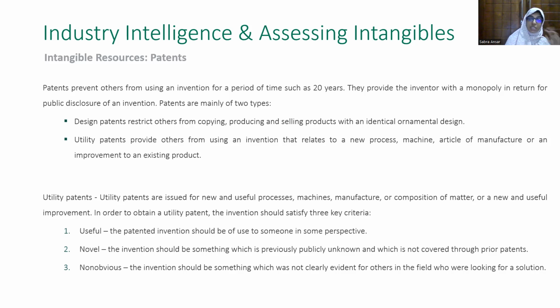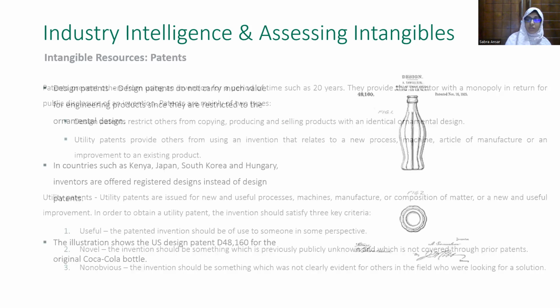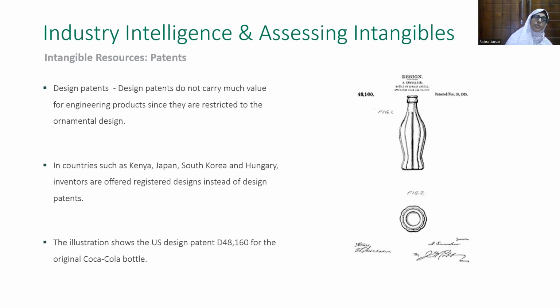So in order to obtain a utility patent, the invention should satisfy three main criteria. One is useful. The patented invention should be of use to someone in some perspective, and it should be a novel thing, where the invention should be something which is previously publicly unknown, and it has to be non-obvious, like should be something which is not clearly evident for others in the field who are looking for a solution. So moving on, we're going to talk about the design patent.